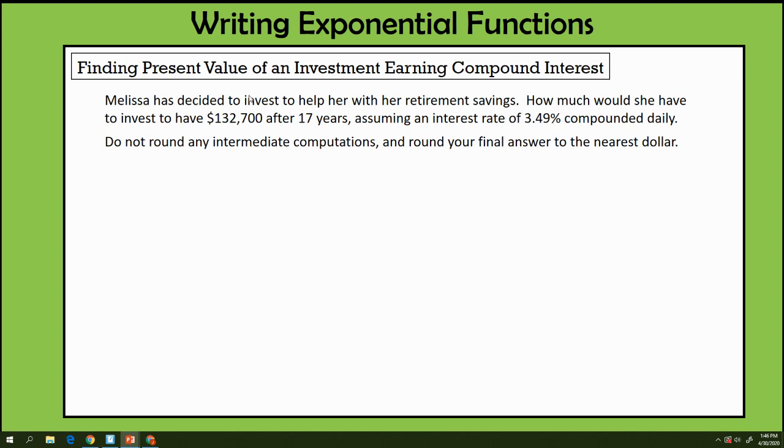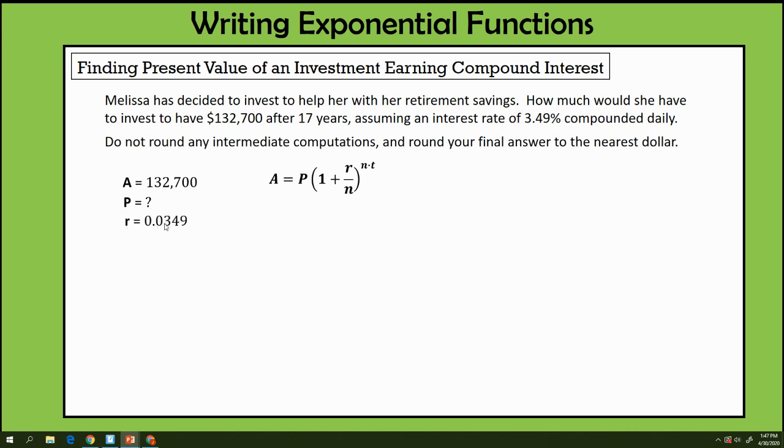Okay, she's decided to invest to help herself with her retirement savings. How much would she have to invest initially to have $132,700 after 17 years, assuming the interest rate is 3.49% and is compounded daily? Okay, so here's our formula. What do we know? Well, now we know what we want to end with. We want to end with $132,700. We want A to be that number. What we don't know is how much to invest to start with.